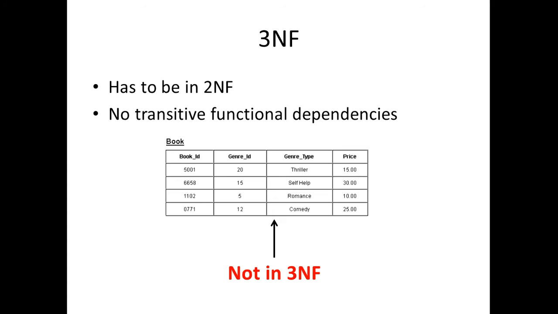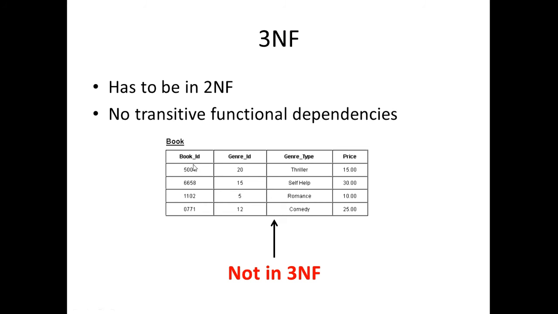Now I want to talk about third normal form. When you're dealing with third normal form, first of all, the table has to be in second normal form. Another thing is that there are no transitive functional dependencies. Now I'm going to explain what a transitive functional dependency is. So we have a book table down here, which consists of 4 columns: the book ID, genre ID, the genre type, as well as the price.